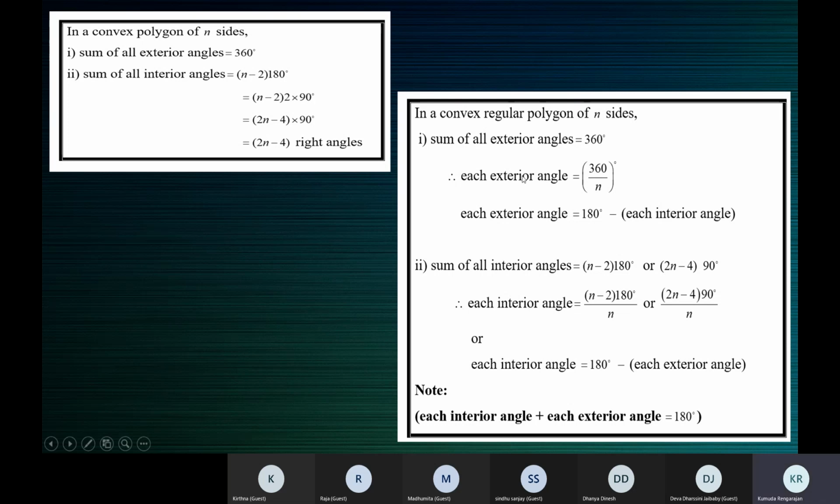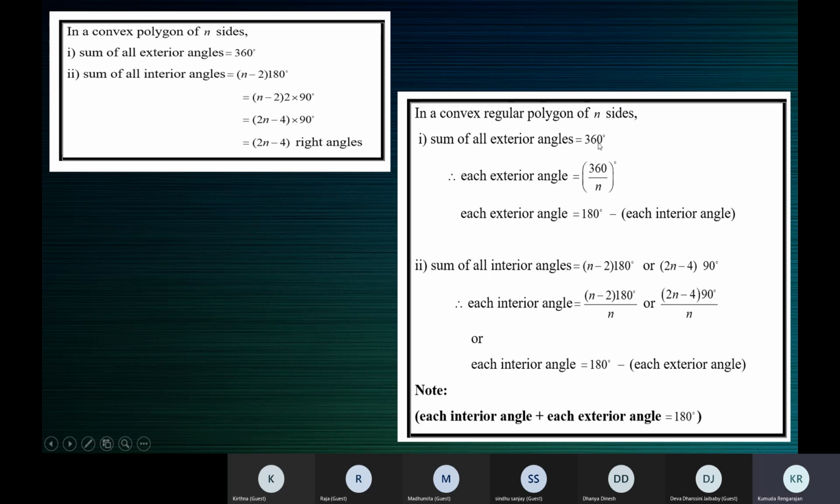I hope we understand. If it's a regular pentagon, a pentagon has 5 sides, 5 interior angles and 5 exterior angles. We know that the sum of all the exterior angles is 360. And this one is a regular pentagon. So all its interior angles are equal, all its exterior angles are equal. That means what? The total is shared equally among the angles. Whatever is the sum of the exterior angles and the sum of the interior angles, they are divided equally among themselves. So now the sum of all the exterior angles is 360 degrees.